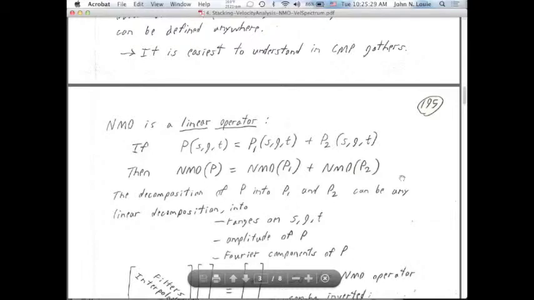So John, if you were to take the power spectra across that model you showed up there earlier, it would actually change after NMO?